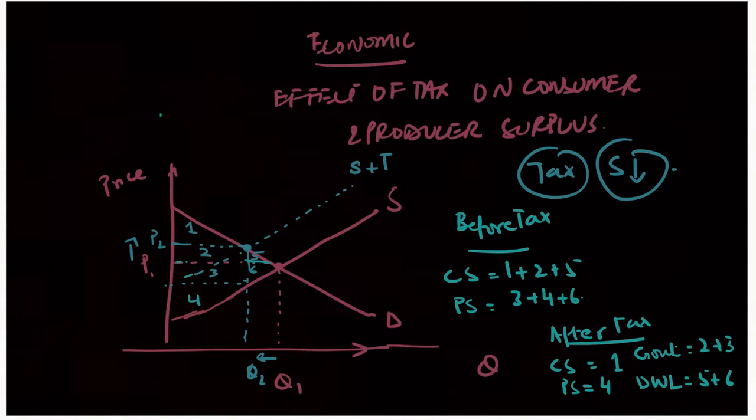So this diagram has been tested again and again in all types of economic exams. Effect of tax: all you have to do is first draw this line like I have done over here, and show it as before tax. What was the consumer surplus? What is the producer surplus after tax? The consumer surplus is reduced, the producer surplus is reduced. What is the government going to take? It is taking 2 plus 3. What is the deadweight loss? Deadweight loss is 5 plus 6.